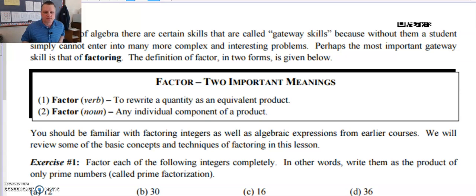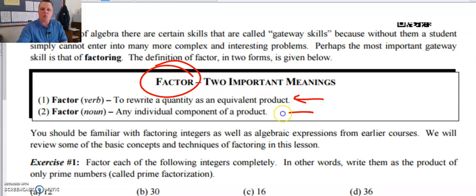Hello everyone, unit 6 lesson 2, where we are introduced to our methods of factoring. Now, factoring has a noun and a verb form. I know it's not an English class, but when we say factor, it could have different meanings. If it says factor this polynomial, it means to rewrite a quantity as an equivalent product. So you would factor it and it would be the same.